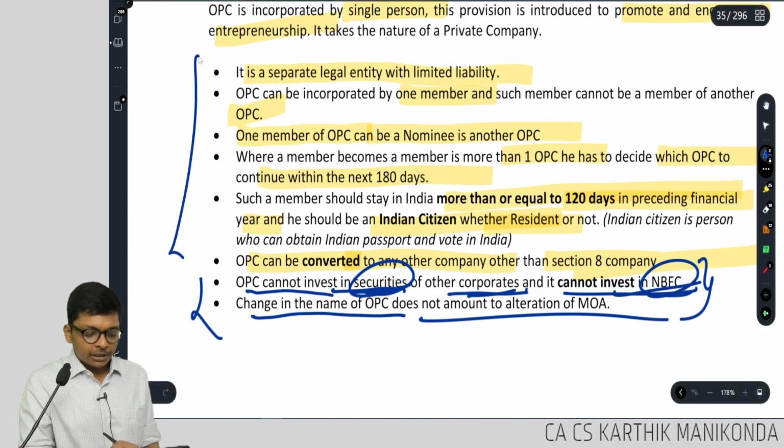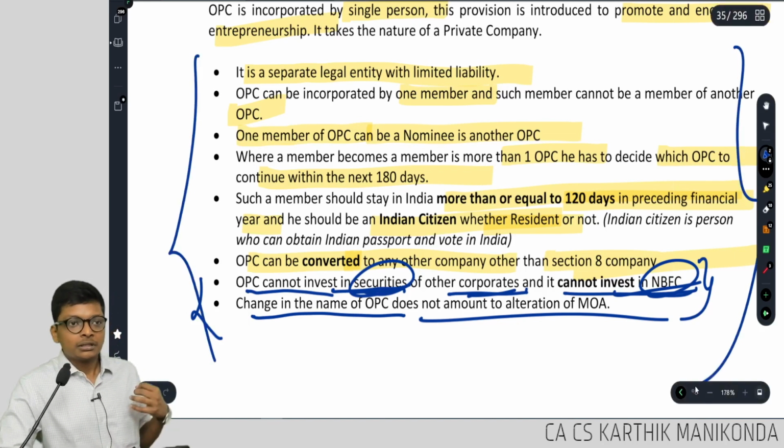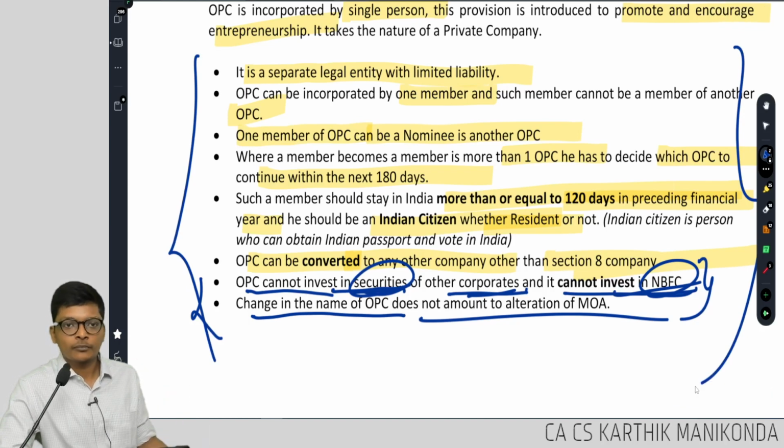So these are the points which we have in our book, that you just have to remember as concepts. Clear? You have to make summary notes. Yes, Vignesh, doubt.